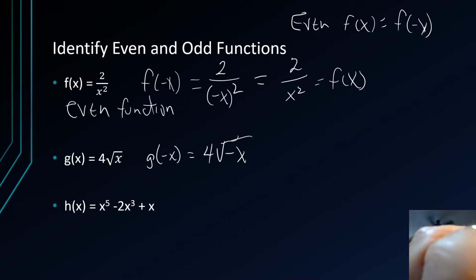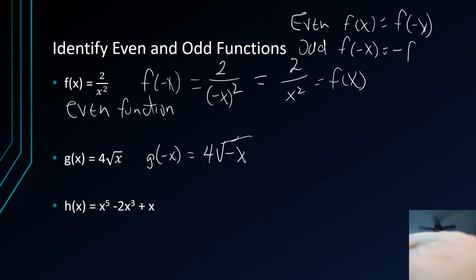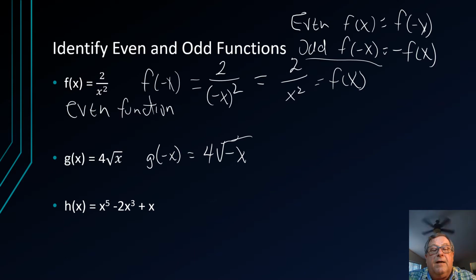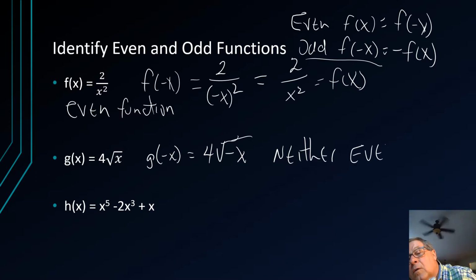Now, what about an odd function? Well, an odd function is saying that f of negative x is equal to the negative of f of x. Well, I can't even get past this first part right here, because g of negative x in this case, I can't do. I'm trying to take the square root of a negative number. So therefore, this is neither even or odd.